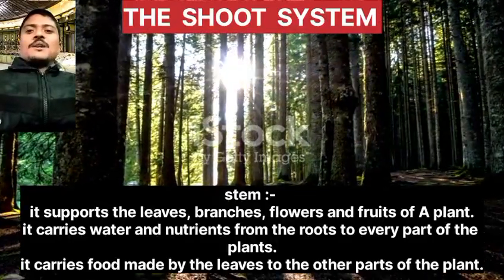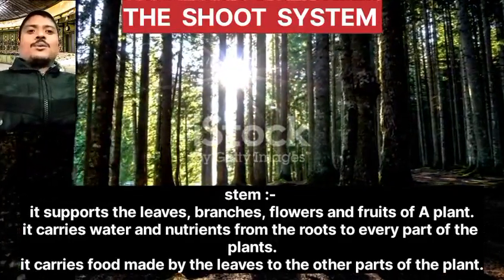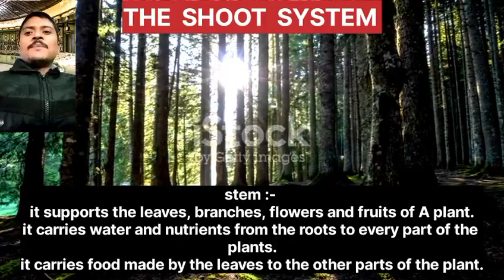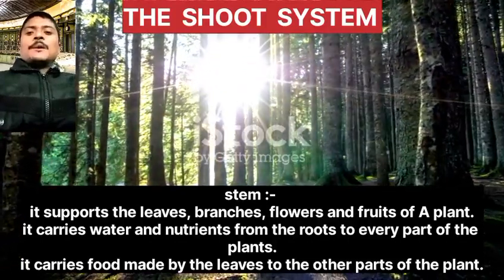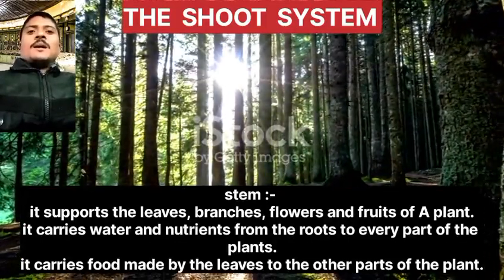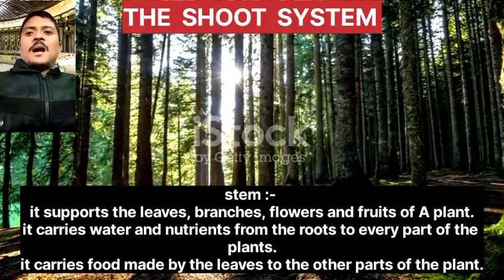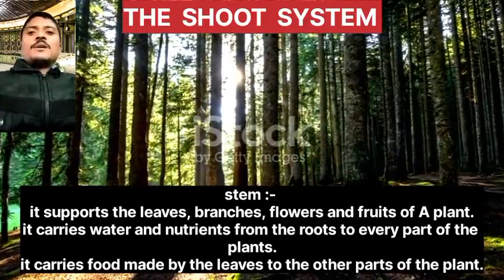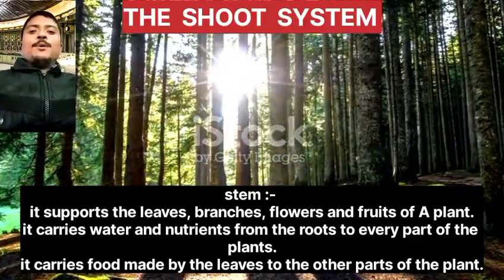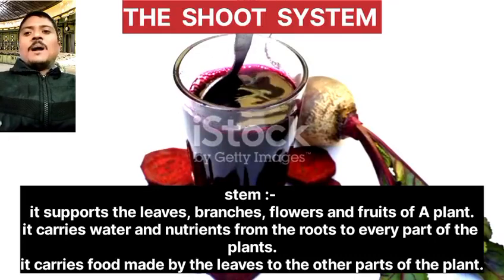So plants have a set of thin tubes in the root connected to a network of thin tubes in the stem. One set of tubes carries water and minerals from the roots to the rest of the plant, and another set of tubes carries the food made by the leaves to the rest of the plant.